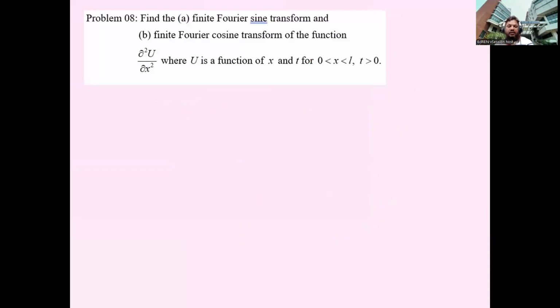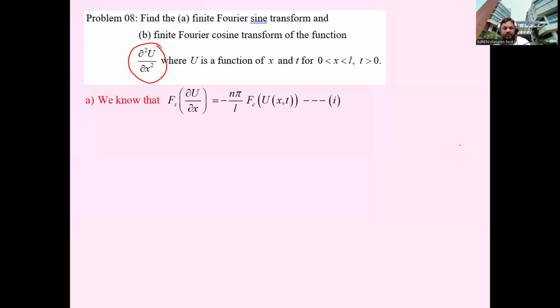So finally, I would like to find the finite Fourier sine and cosine transform of del square u del x square. In the previous one, it was del u del x, and in this slide, we will find the Fourier sine and cosine transform of del square u del x square. So already you have known that the Fourier sine transform of del u del x is this one, in problem 8, part 1, A maybe.